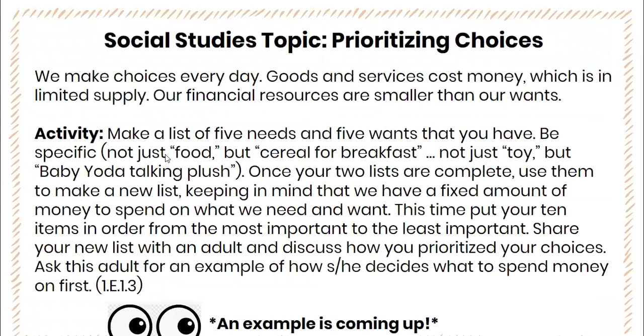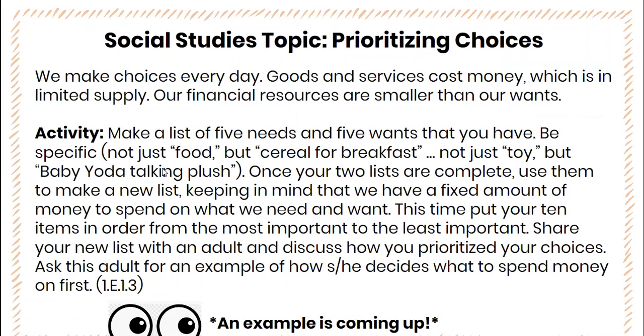For social studies, friends, our topic is prioritizing choices. We make choices every day. Goods and services cost money, which is in limited supply. Our financial resources, or the money we have, are smaller than our wants. Here is your activity. Make a list of 5 needs and 5 wants that you have. Be specific. Don't just say food, but cereal for breakfast. Don't just say toy, but Baby Yoda talking plush.